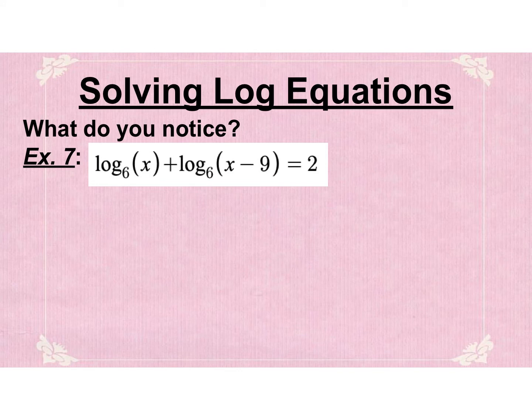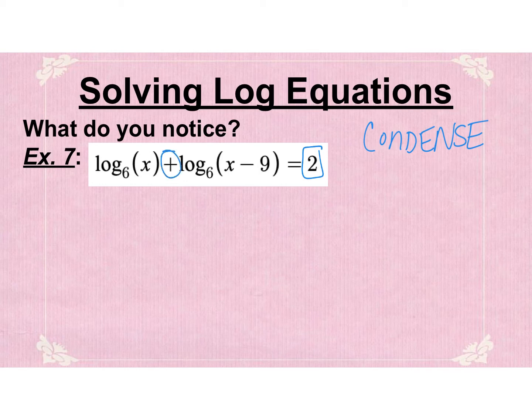What do you notice about this one? So this one has two log words. They're both on the same side. They're both the same base, which is good. And then on the right-hand side, I just have a number. So this is why we learned to condense. When you have more than one log word, you're going to want to condense it. So now you have one log word, and then we'll be able to switch to exponential form.